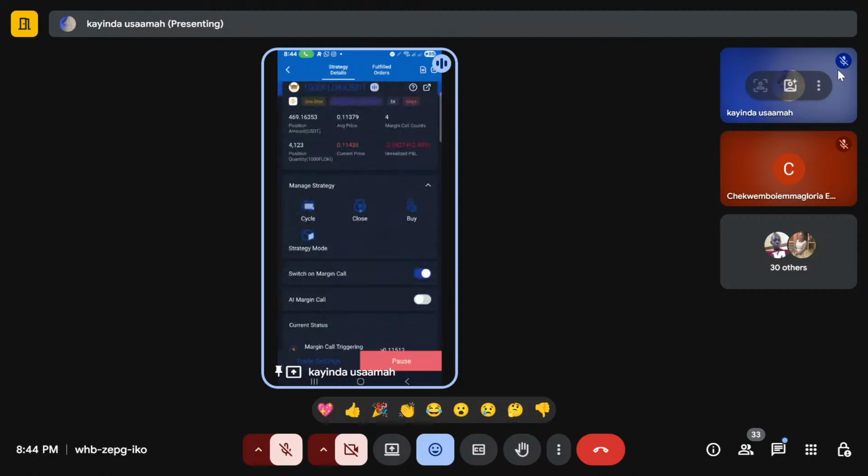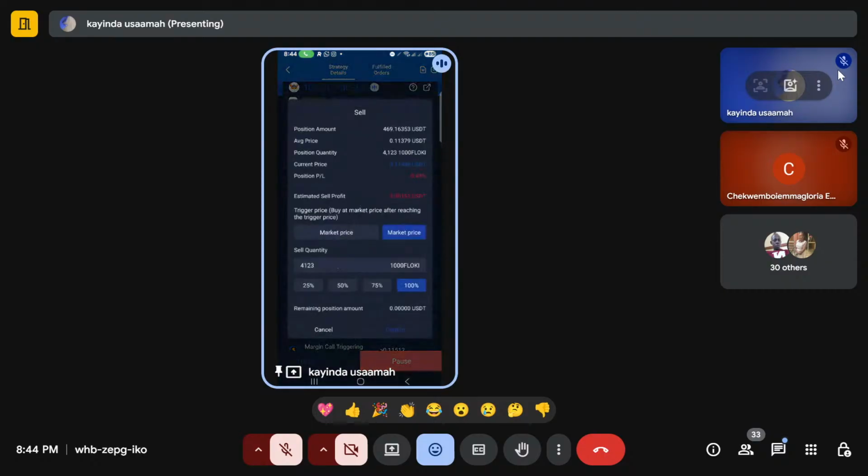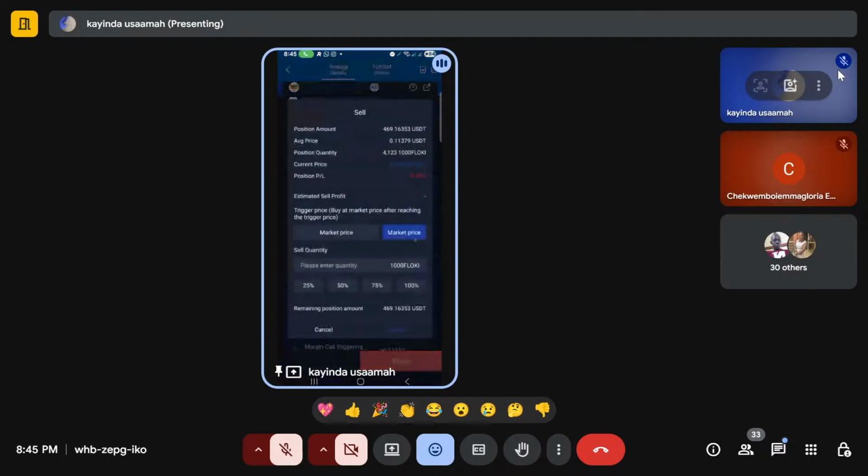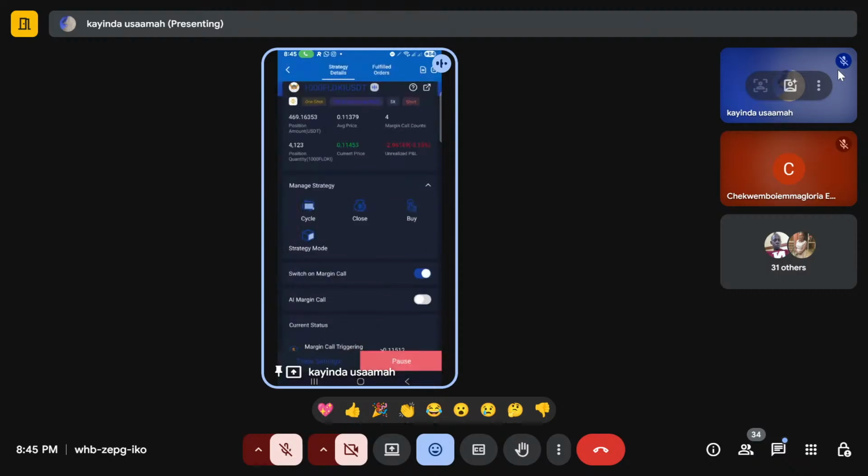Then there is close. You can decide to close the trade manually anytime. Whenever you want to close the trade manually, you just tap here on close, tap market price, tap 100%, then you confirm. Before you tap confirm, the robot shows you how much you are going to lose or how much you are going to gain before you close that trade, and at which percentage you are selling this coin. Are we getting the point?